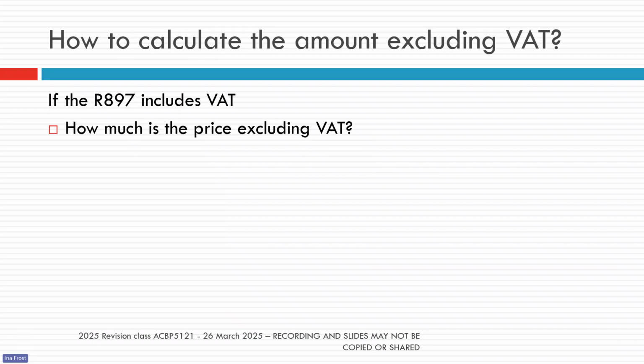So let's see if you can do this. Okay, so everyone now out with the calculators. And quickly, there where you're sitting and watching the recording, see, can you now work out, if I'm giving you the amount of 897 rands, and that already includes VAT, can you very, very quickly calculate what is the price excluding VAT?